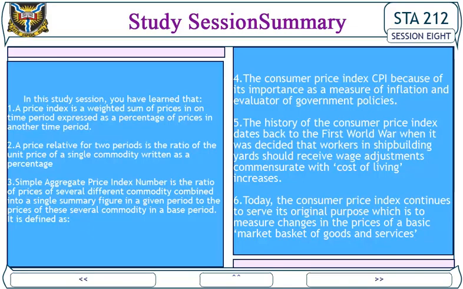4. The Consumer Price Index, CPI, because of its importance as a measure of inflation and evaluator of government policies. 5. The history of the Consumer Price Index dates back to the First World War when it was decided that workers in shipbuilding yards should receive wage adjustments commensurate with cost of living increases. 6. Today, the Consumer Price Index continues to serve its original purpose, which is to measure changes in the prices of a basic market basket of goods and services.